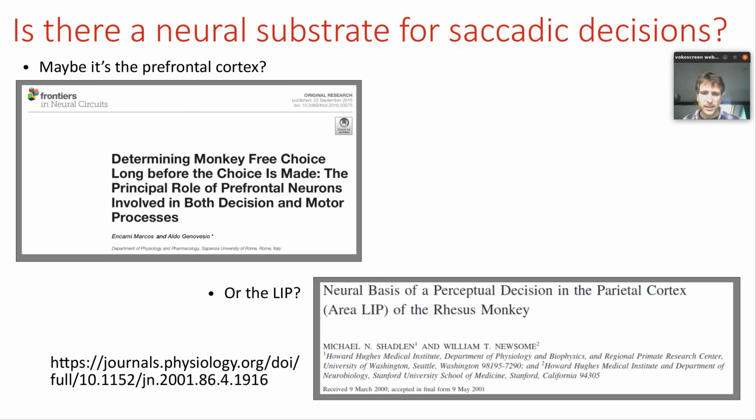You might find another paper that will tell you that the lateral intraparietal cortex is making perceptual decisions. You'll find that there's lots and lots of different areas. There's a couple of cortical areas that are implicated. You can have a look at those papers and have a read about them.